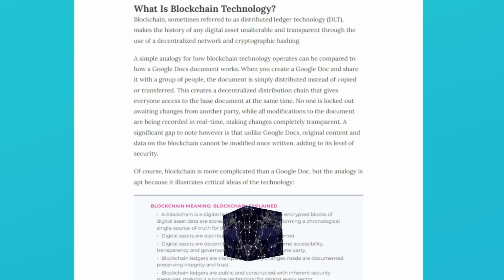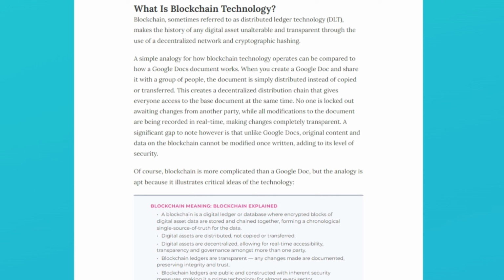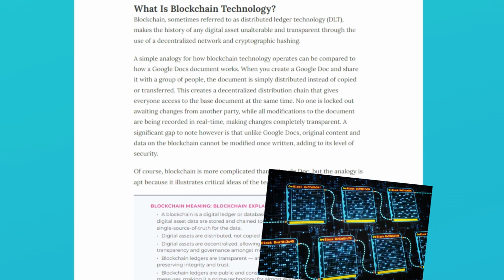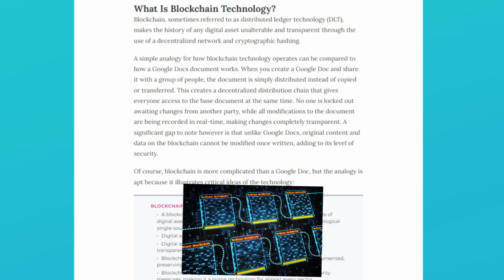A simple analogy for how blockchain technology operates can be compared to how a Google Docs document works. When you create a Google Doc and share it with a group of people, the document is simply distributed instead of copied or transferred. This creates a decentralized distribution chain that gives everyone access to the base document at the same time. No one is locked out awaiting changes from another party, while all modifications to the document are being recorded in real time, making changes completely transparent.